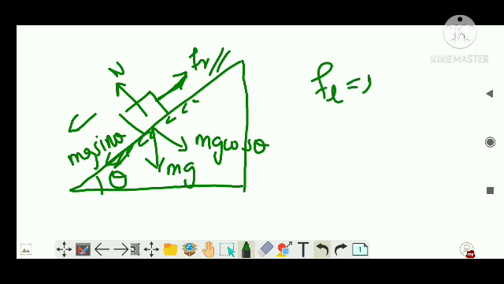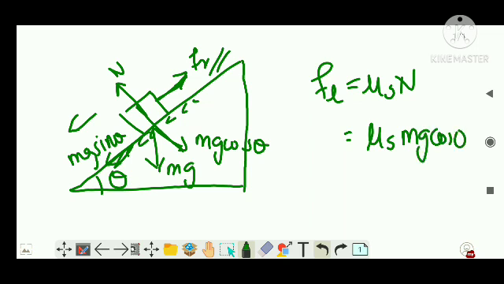That is equal to mu s into N. So what is mu s? You just write it as mu s, and if it is given, substitute it. What is N? See the same line, N is equal to mg cos theta. So that is limiting friction. This is the frictional force which doesn't allow the object to slide over the rough inclined plane.